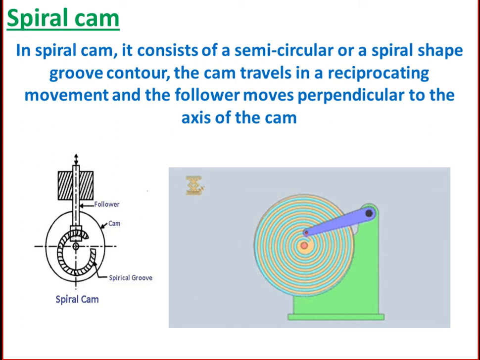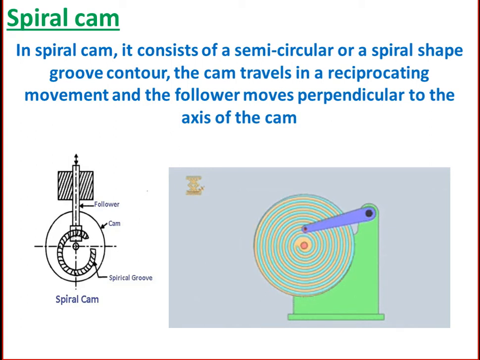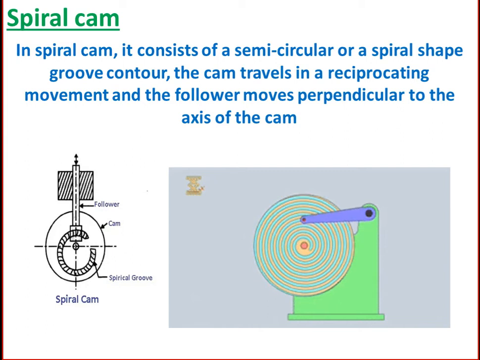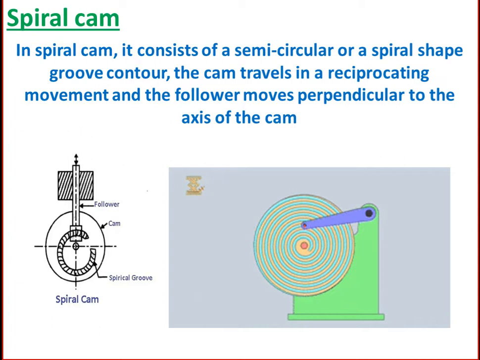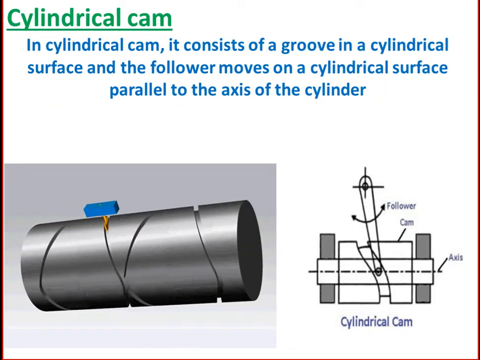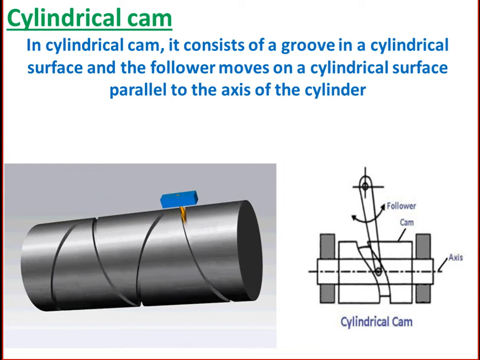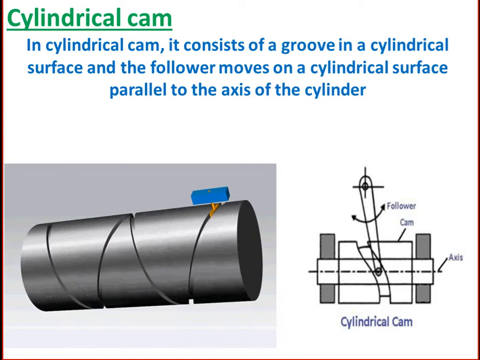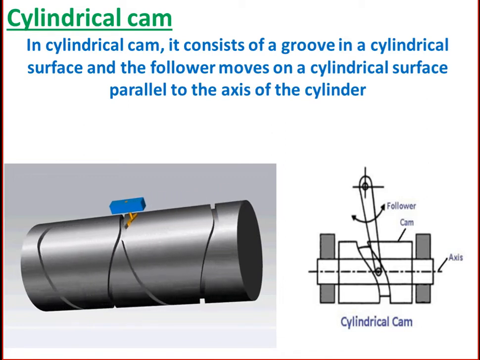Next is spiral cam. A spiral cam consists of a semicircular or spiral shaped groove contour. The cam travels in a reciprocating movement and the follower moves perpendicular to the axis of the cam. Next is cylindrical cam. A cylindrical cam consists of a groove in a cylindrical surface and the follower moves on a cylindrical surface which is parallel to the axis of the cylinder.